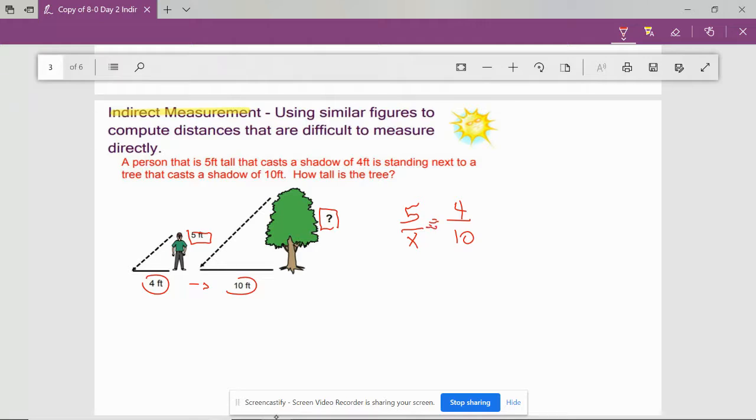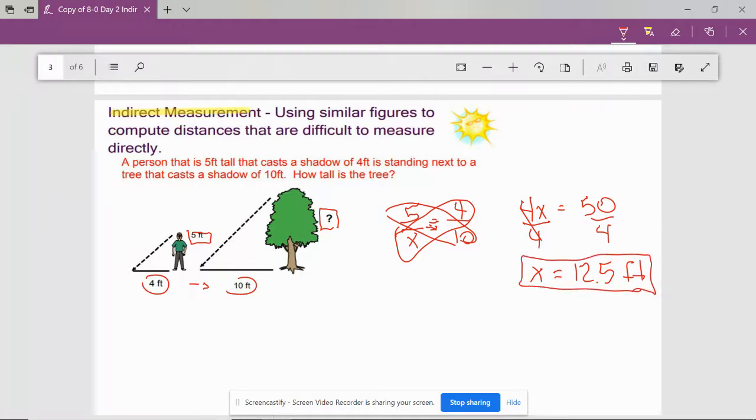Okay, so as we look at those two things, sorry, my handwriting is terrible this morning. So let's just make sure that we cross multiply. So we get 4x equals 5 times 10, which is 50. We're going to divide each side by 4. So 50 divided by 4 is 12.5. Again, we're talking about feet, so we're going to label feet. So that tree is going to be 12.5 feet tall.